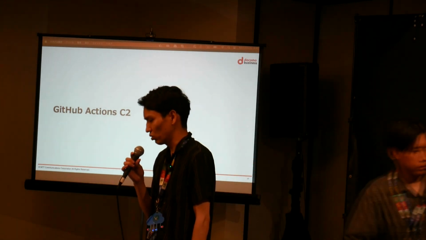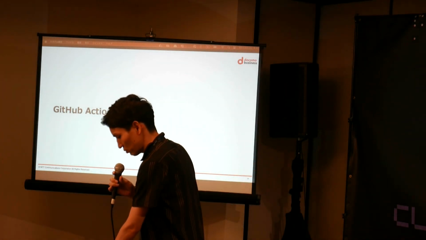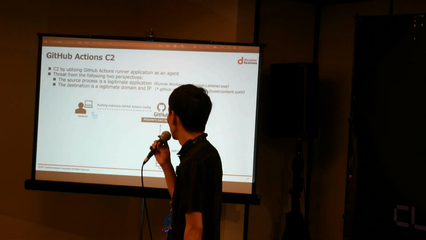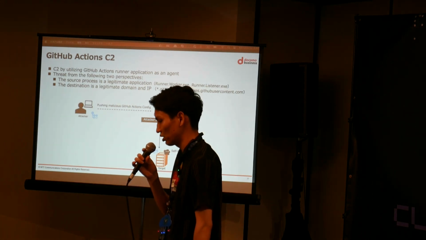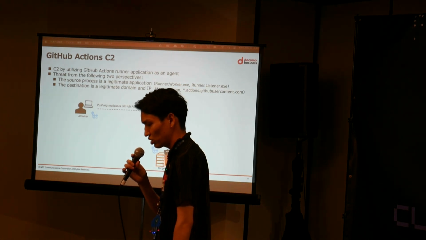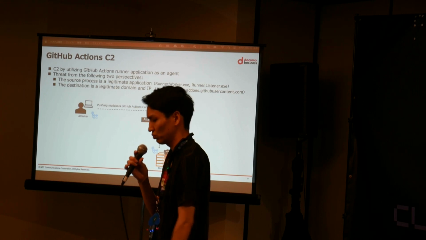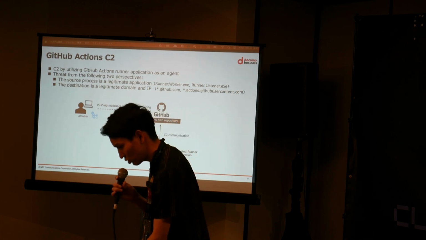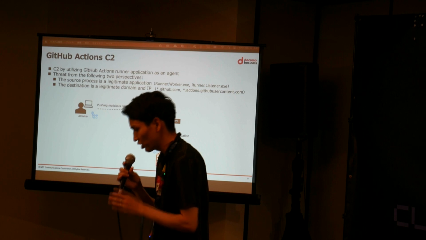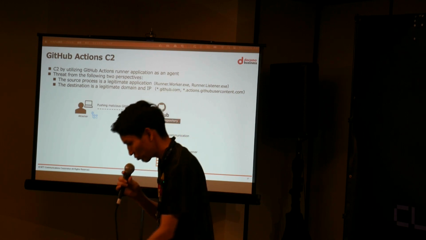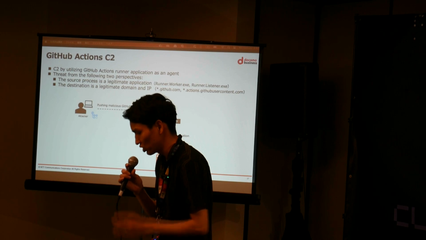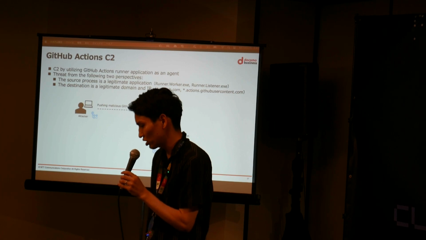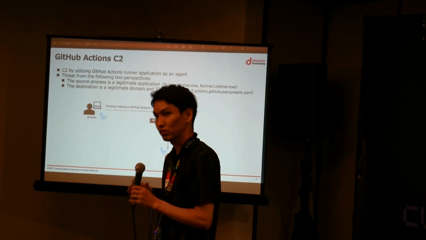So in my part, let me introduce GitHub Actions C2. GitHub Actions C2 is implemented by utilizing the GitHub Actions runner application as an agent, a shell agent. This is an abstract image of GitHub Actions C2. The runner application runs on the target machine connecting to GitHub, especially the attacker's own repository. This connection becomes C2. To operate this attack, the attacker pushes a malicious configuration file outside GitHub.